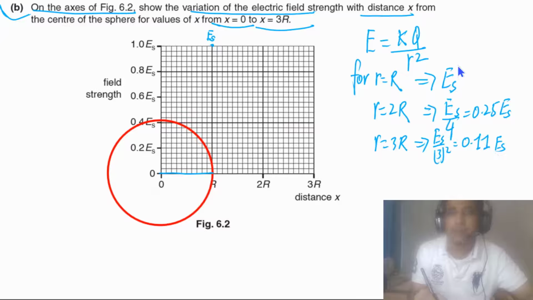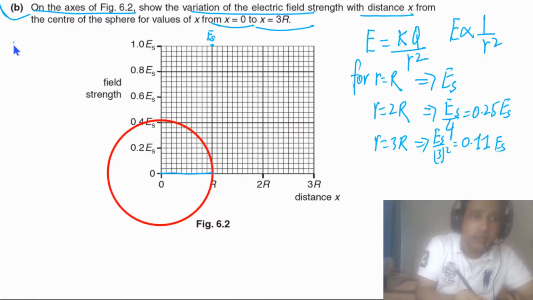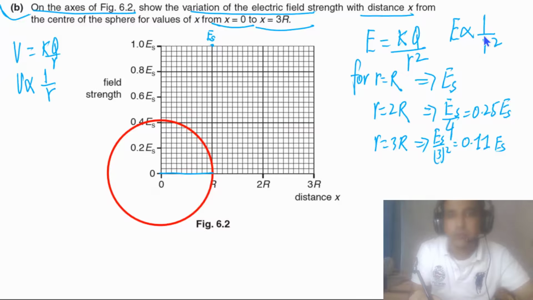and this has to be equal to 0.11 Es. From here it is very clear that E is directly proportional to 1 over R square. So these two quantities are inversely related. When R is doubled, this will be 1/4, and when R is tripled, this will be E by 9. So the graph will drop quickly as compared with the V against distance graph, because V is equal to KQ over R, and V is inversely proportional to R, but E is inversely proportional to R square, so that graph has to drop quickly. So these points you need to understand.